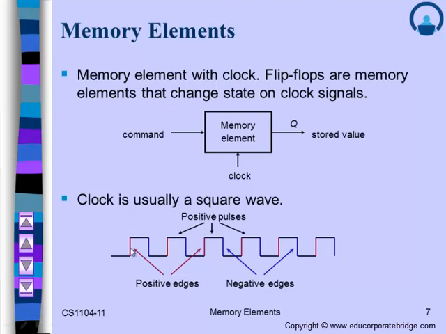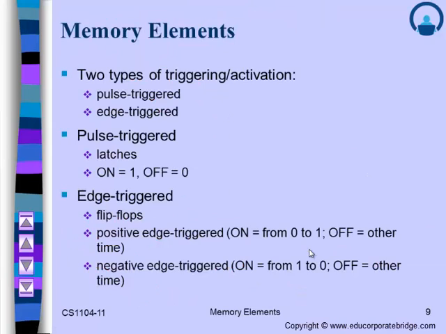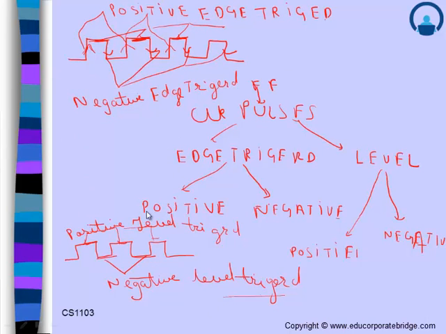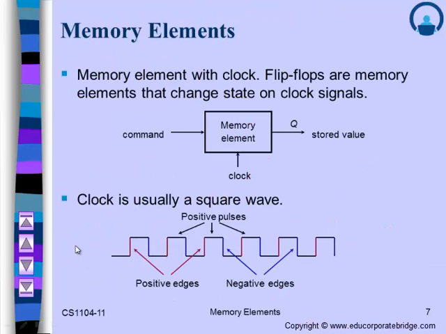The same we can see here. This one is positive edges and this one is negative edges, the one with the blue line. Similarly, the positive pulses, also called positive levels, the upper part is the positive level and the lower part is the negative level. The same has been explained in detail. As I've told, the memory elements have two types of triggering: edge triggered and level triggered. These are the edge triggered, either positive or negative.